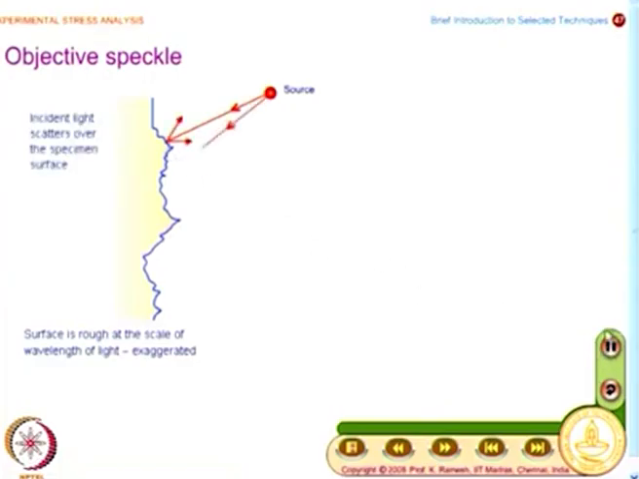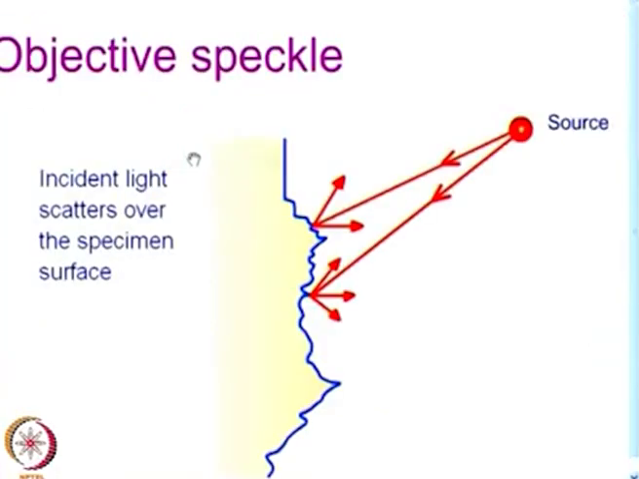So, what I see here is, as the light hits, you have light scattered at each of these points. We can also see this little enlarged. Instant light scatters over the specimen surface. So, when it hits the specimen, the light gets scattered in all directions, and you will see this again.